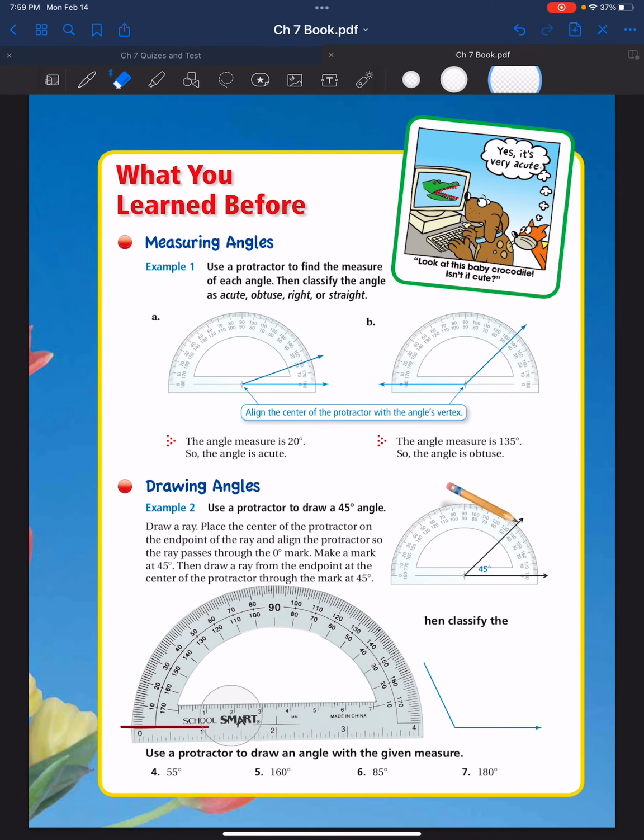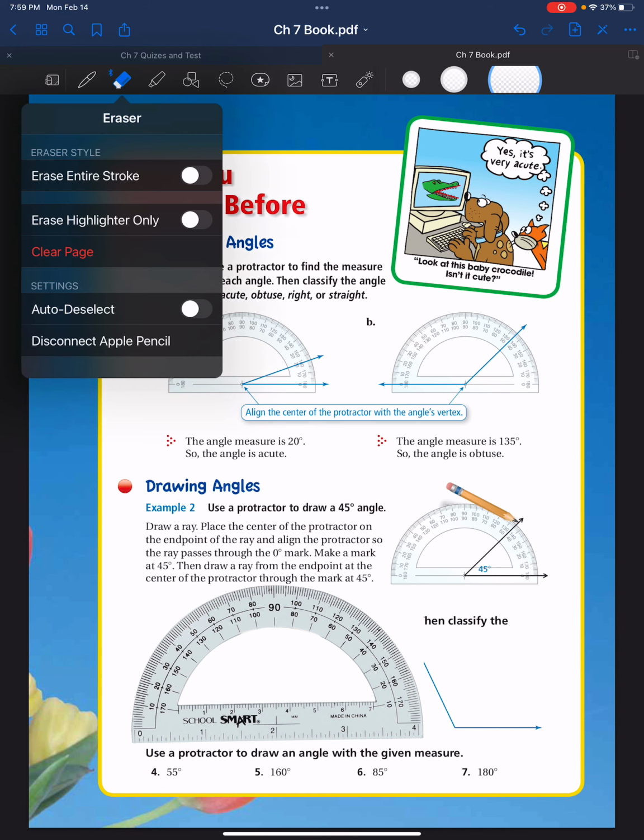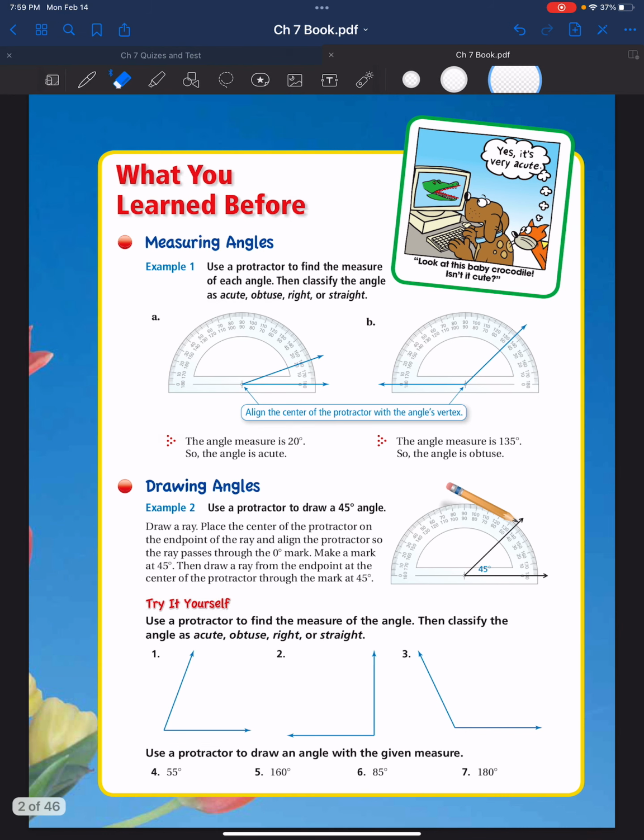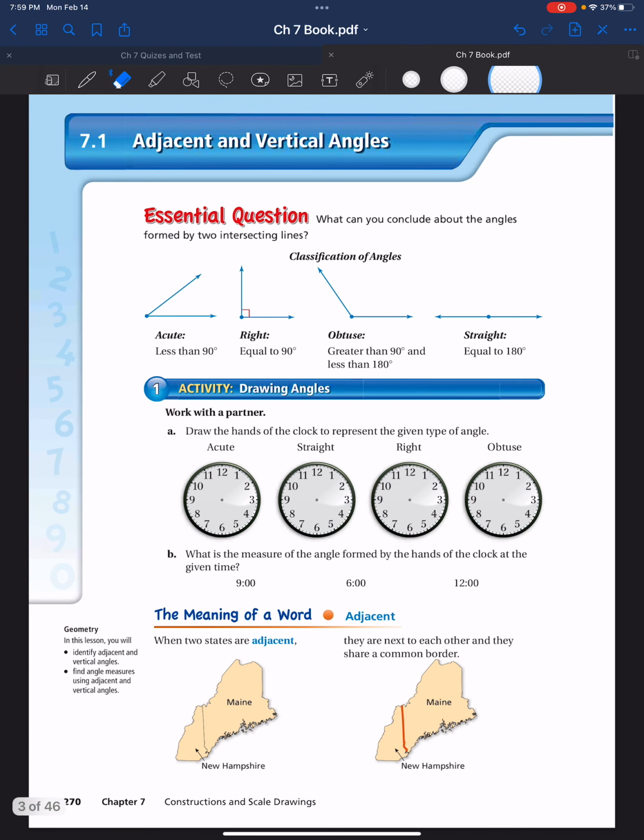All right, guys. So that, once again, was just a quick little review of some of the words and how to use a protractor. And in the next lesson, we will do 7.1, adjacent and vertical angles.